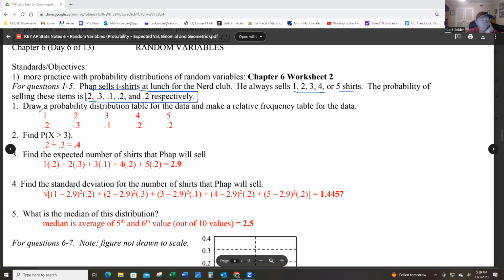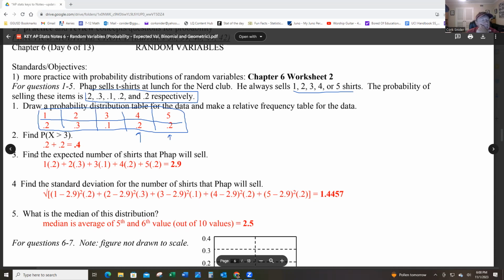No problem. This table's really easy. So just go ahead and pause the video and write this down. Very simple to do. There we go. Now, this one, find the probability that he sells more than 3 shirts. I did not put context, but that's what it is. More than 3 shirts is obviously 4 or 5. So it's just 0.2 plus 0.2 is 0.4.